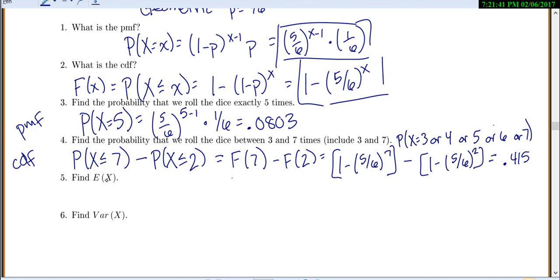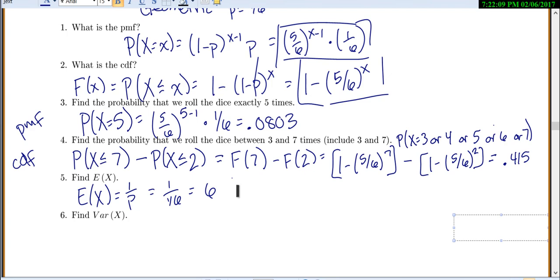Okay, now find the expected value of x. All we have to do is look at our formula. Expected value of x, I said our formula is always just going to be 1 over p. So 1 over p is 1 over 1/6, which is 6. That kind of makes sense, right? How many times might we expect to have to roll the die until we get a 1? It turns out that the expected value, or the average number of times, is 6.